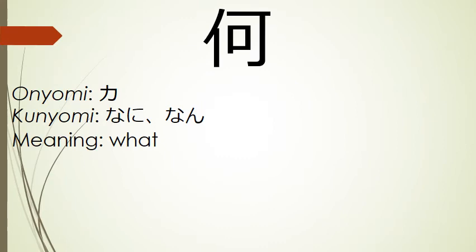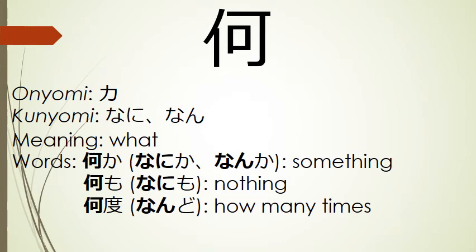And our final kanji for today is the kanji for what. Its onyomi is ka, and its kunyomi include nani and nan. Words that use this kanji include nanika or nanka, which means something, nanimo, which means nothing, and nando, which means how many times.